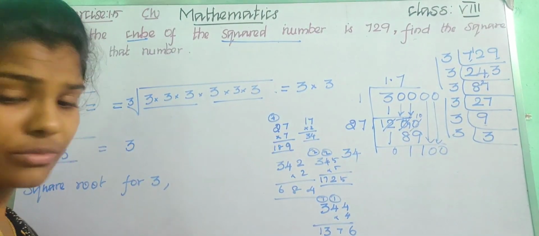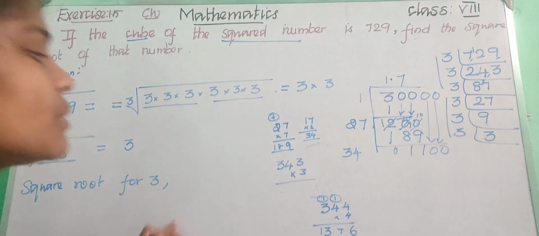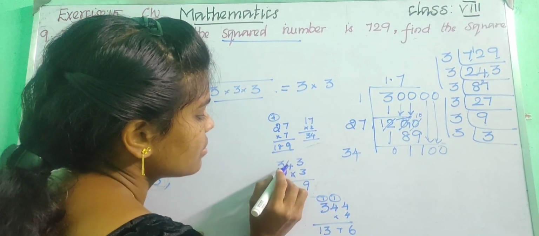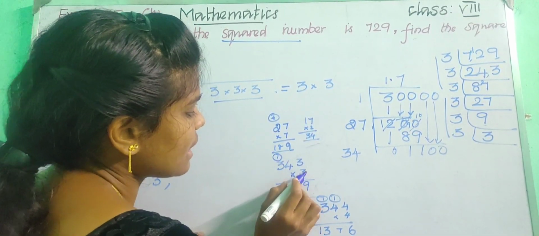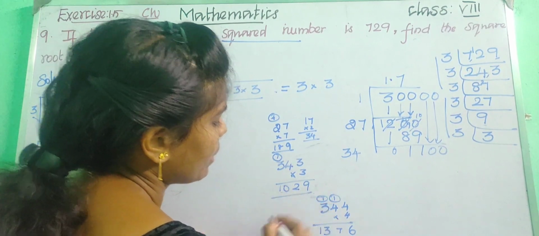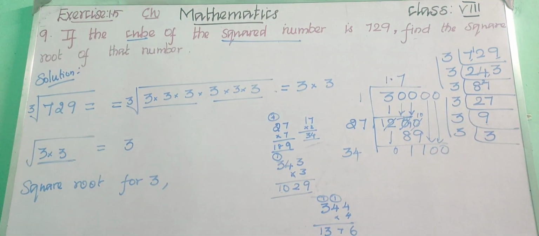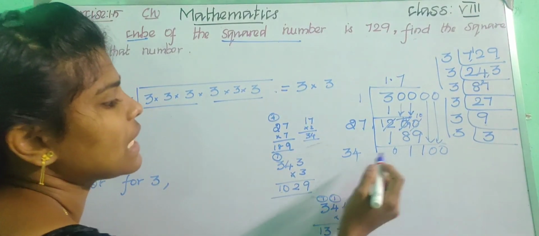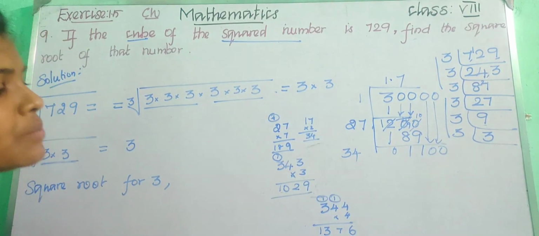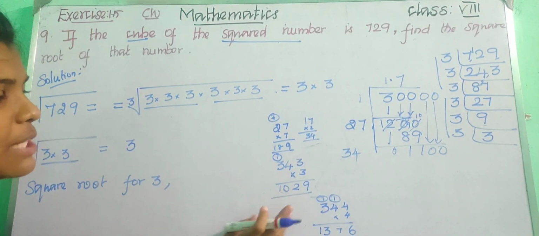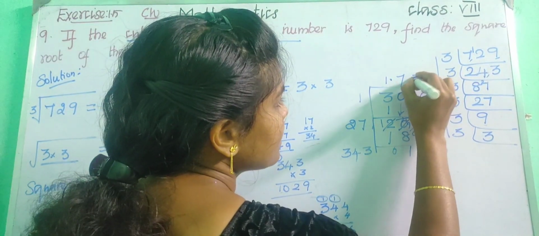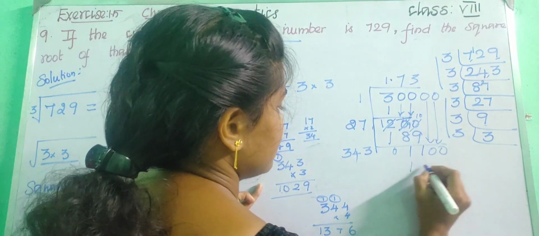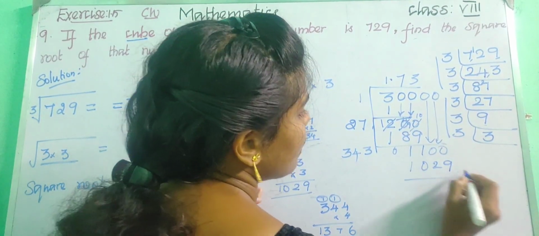Okay, children. So let us check with 3 and 3. 3 3s are 9. 3 4s are 12. 2, so 1 as the carry. 3 3s are 9. 9 plus 1, 10. Now we got 1029. Okay, children. So what we need to get? We need to get the number which is equal to this 1,100, or else it should be nearly less than this number, so that we can take this 3 and 3. So we can put 3 and 3 in the quotient. Now we got 1029. Now subtract it.